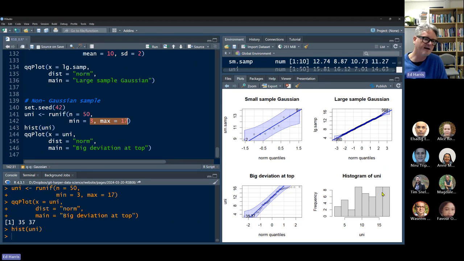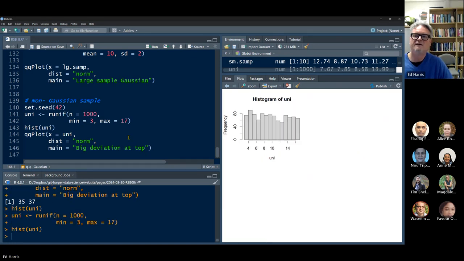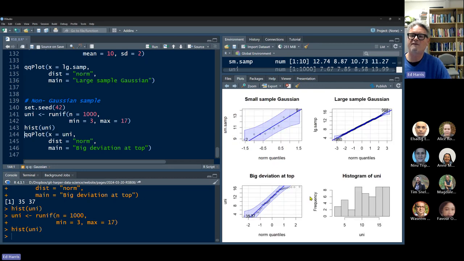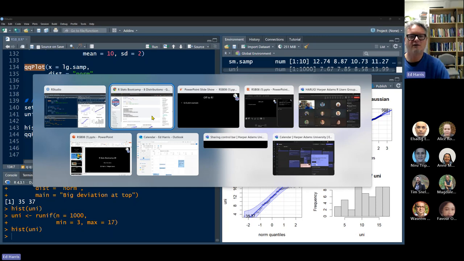So again, if we were to increase this quite a lot, it comes close to what we expect. So if I just go back to the previous graph, that just demonstrates how you use this. It's very easy to use and check this, and you'd usually use it on your raw data if you were wanting to investigate whether or not it was Gaussian.